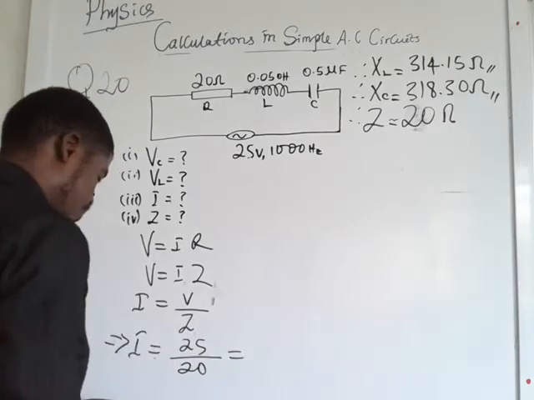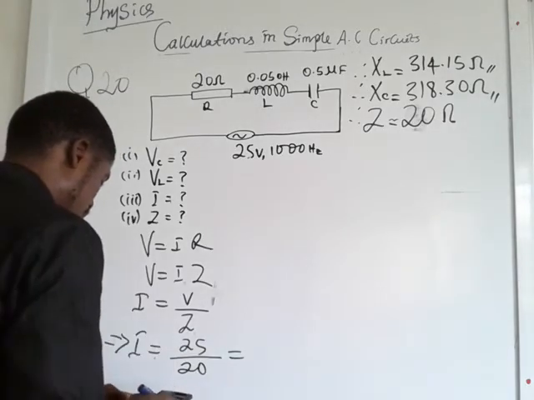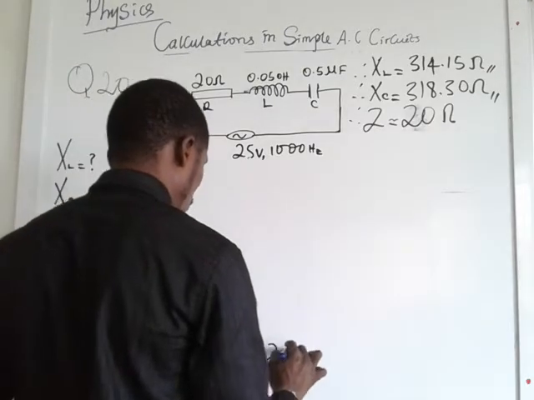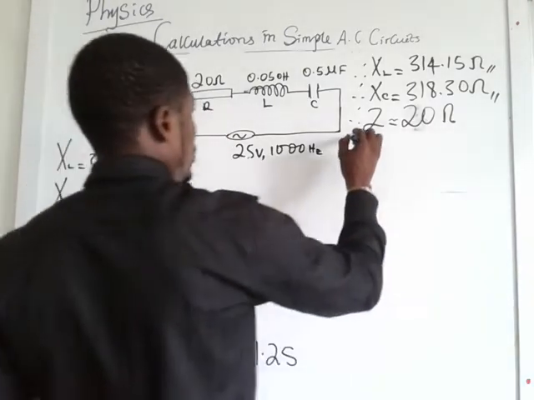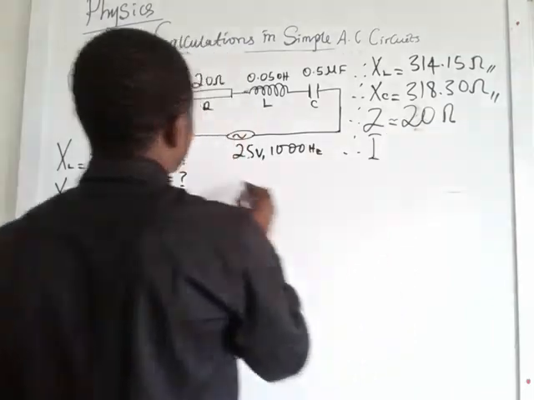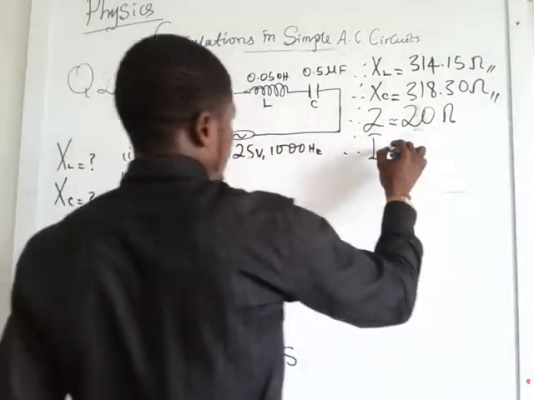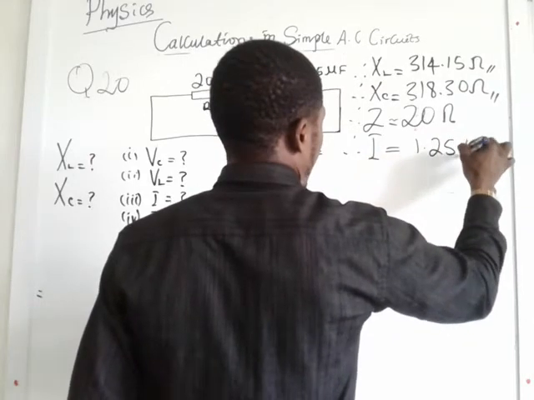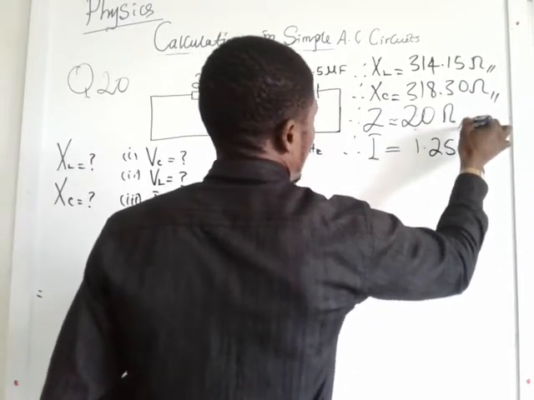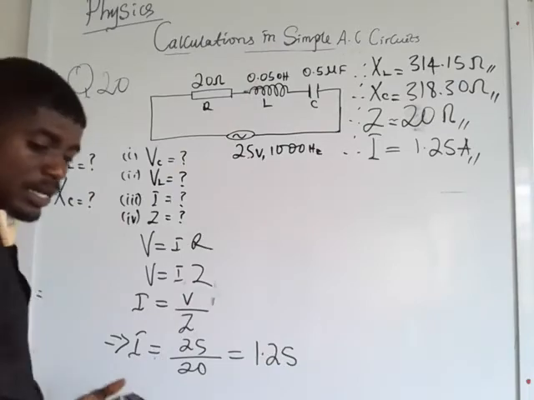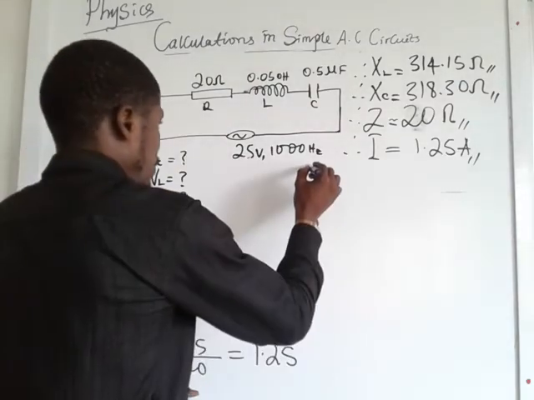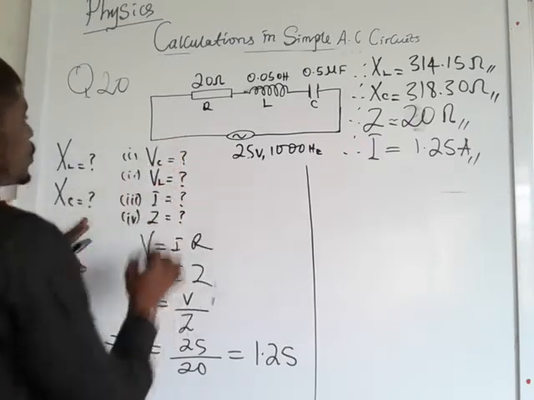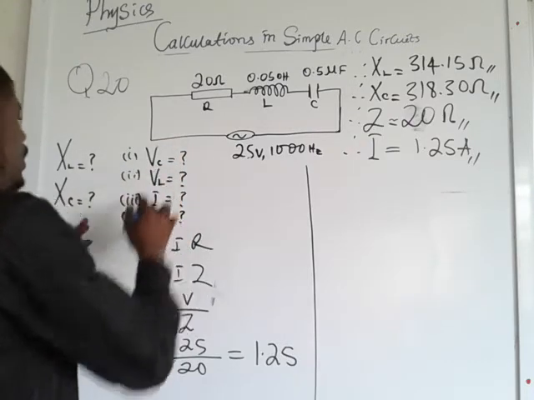25 by 20. What do you have? You have 1.25. So, therefore, the current that will flow through the entire circuit is 1.25 amp. Because we have found the current, we can go ahead to find the voltage across the capacitor and then the voltage across the inductor.